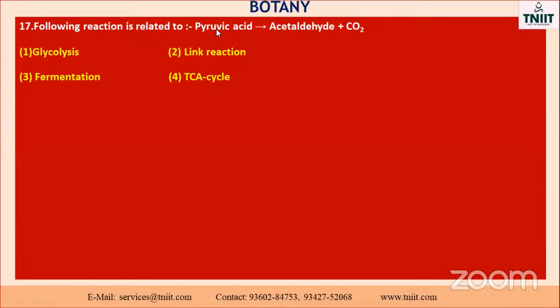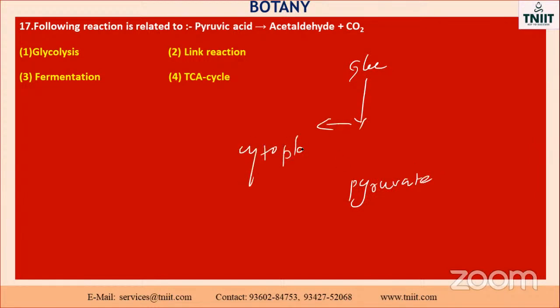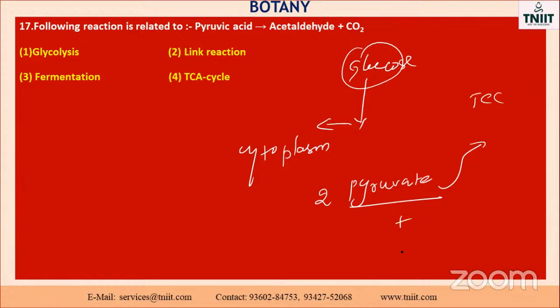And the following reaction is related to pyruvic acid to acetaldehyde and carbon dioxide. It is one of the linking reactions. Already, about glycolysis, the end product: glucose molecules are converted into pyruvate. Okay, pyruvate. It occurs in the cytoplasm. Glucose converted into 2 molecules of pyruvate, you already know that. Then pyruvate also enters the citric acid TCA cycle. What happened? The pyruvate with the addition of carbon dioxide plus acetyl-CoA.